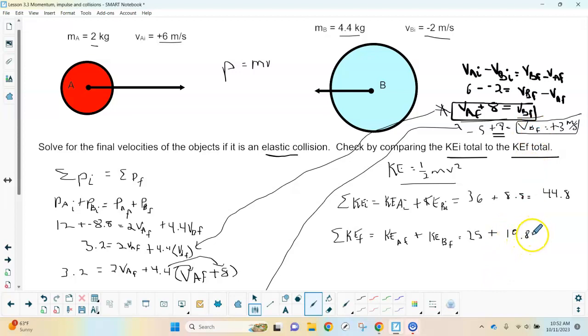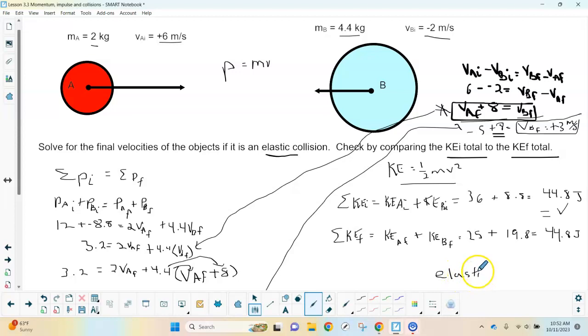And this looks good. If we add those together, 19.8 plus 25, you get the same exact 44.8 joules. And that is proving, using these values, that they are equivalent. So if they are equal, it is elastic. So that's how we know that this is an elastic equation.